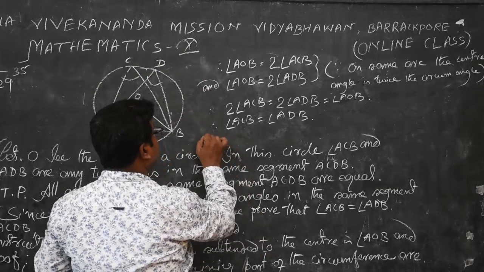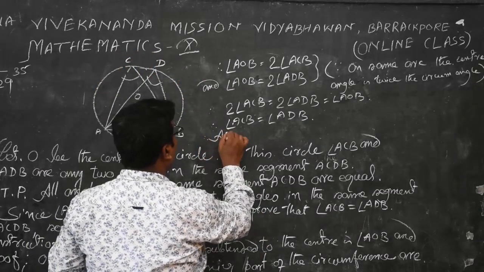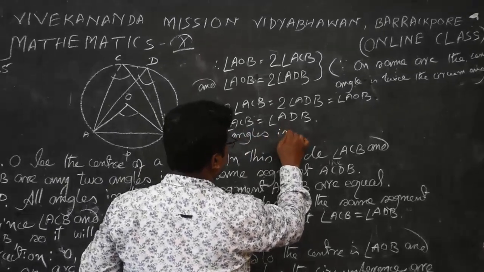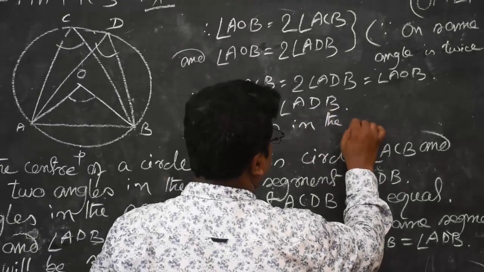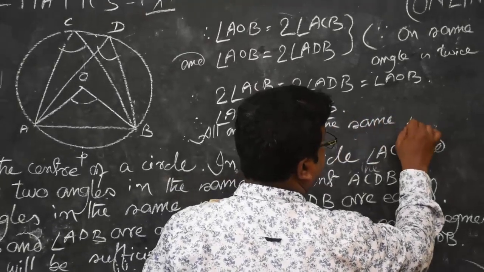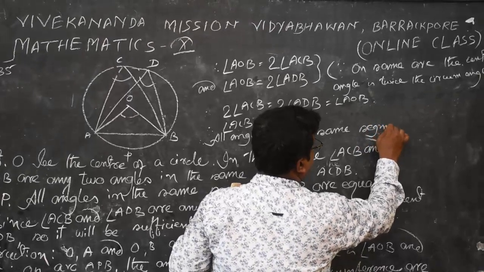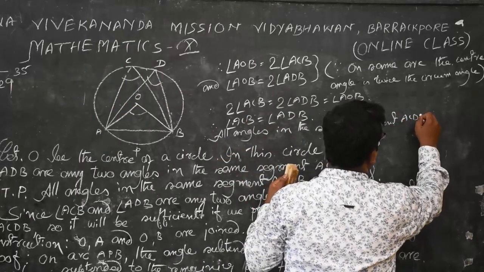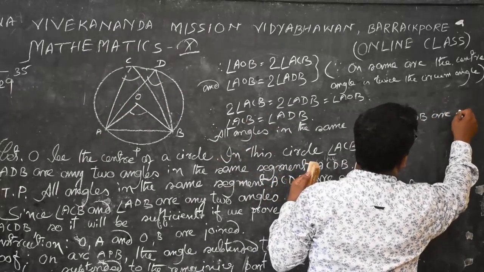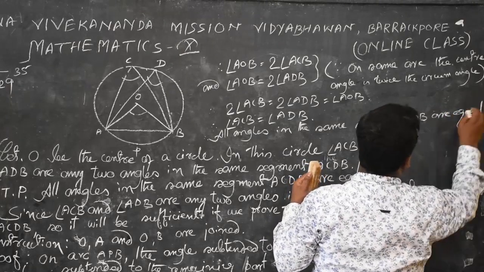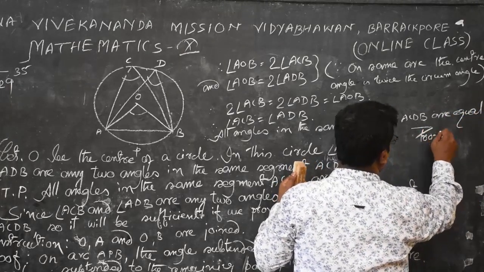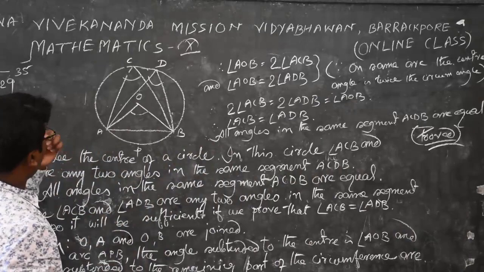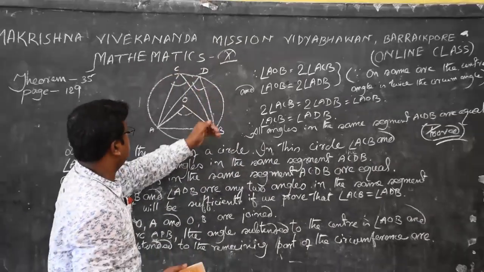So right here, therefore all angles in the same segment ACDB are equal. Proved. Okay. So you understand that all the angles in the same segment are equal.